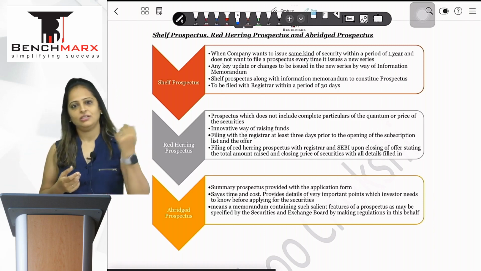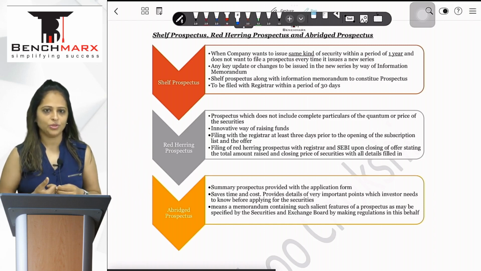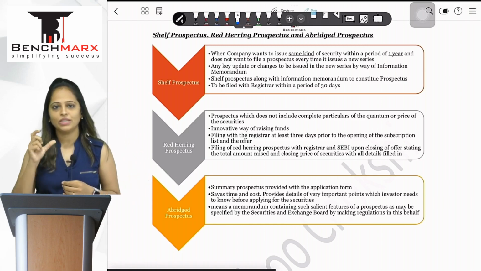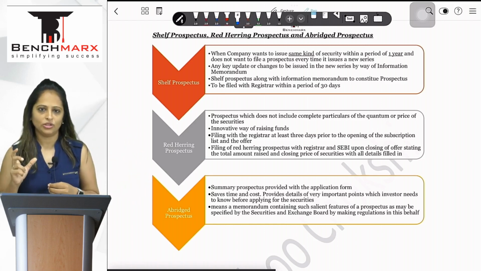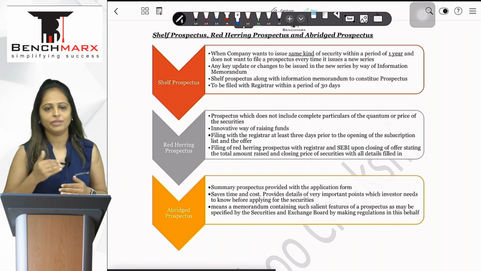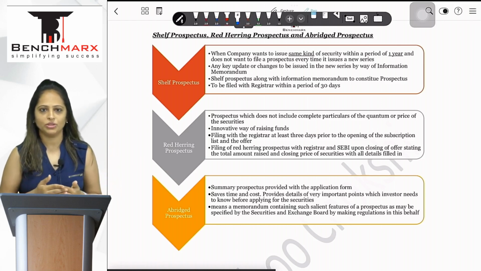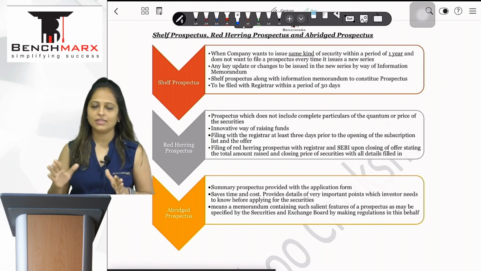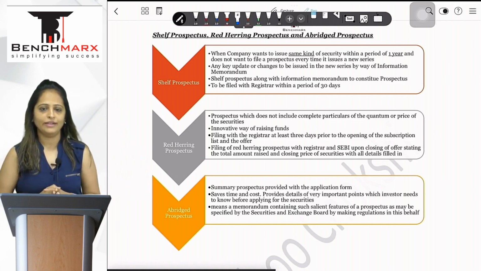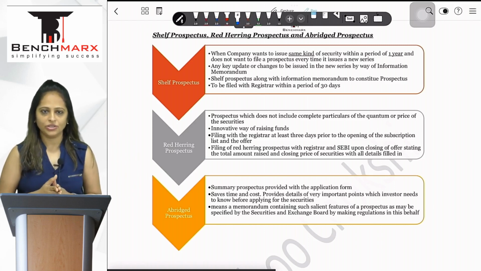Second is red herring prospectus. Due to the change in the different ways in which you can raise funds, you have your red herring prospectus. What is a red herring prospectus? It's a prospectus where the quantum or the price of the security is not mentioned in advance, and once you raise the money from the public, depending on how much money you've raised and how much capital you want to issue, you will put down the quantum or the price. So it is a fully made prospectus like any other prospectus. It has all the details that a prospectus is required to have, but it will not have the quantum or price. That is put on at a later stage in time.